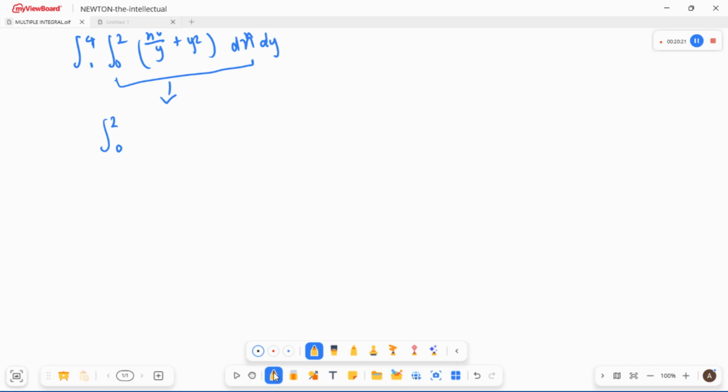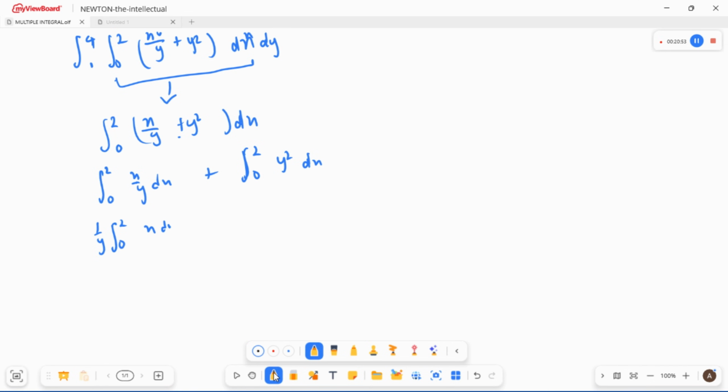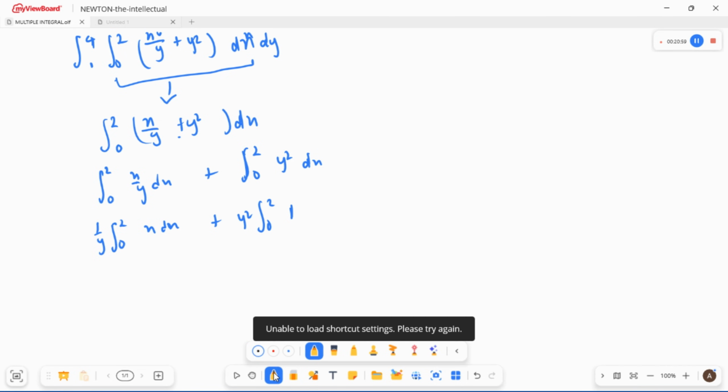So we have the integral from 0 to 2 of x over y plus y squared dx. So that means we are integrating with respect to x. Now, because of this plus that we have here, let's go ahead and separate it. So we have from 0 to 2 of x over y dx plus the integral from 0 to 2 of y squared dx. We are integrating with respect to x, so that means that automatically y is going to be a constant. So we can bring that out. So we have 1 over y, the integral of 0 to 2 of x dx plus y squared, the integral of 0 to 2 of 1, right, dx.